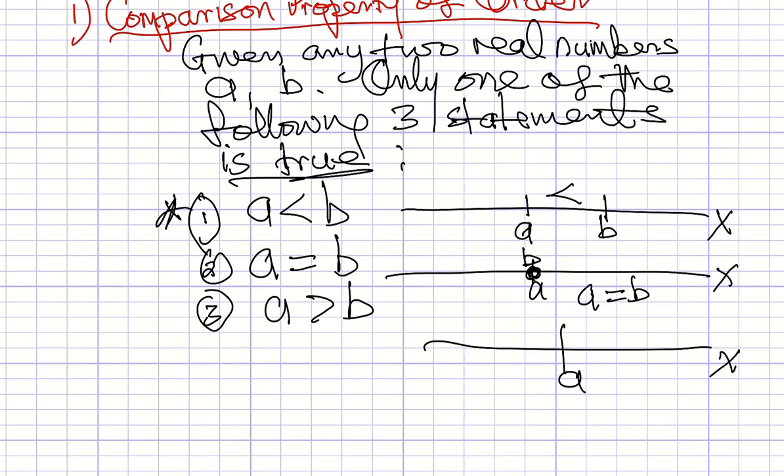Or another alternative, if A is here, then B could be on the left of A. In this case, A is greater than B. You see that, right? B is less than A. That's all that is saying. Given any two real numbers, one of the following can be true. Two of them cannot be true, and three of them cannot be true. Only one of them can be true. So that's that one.